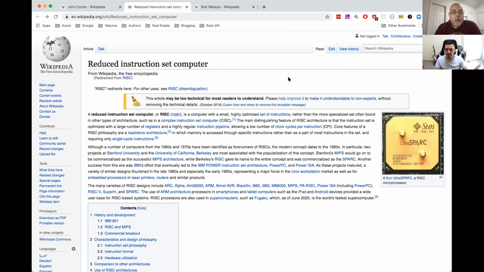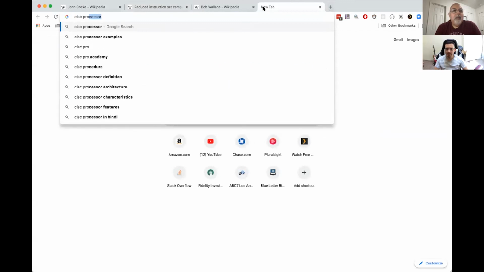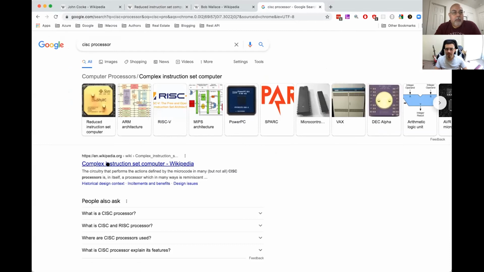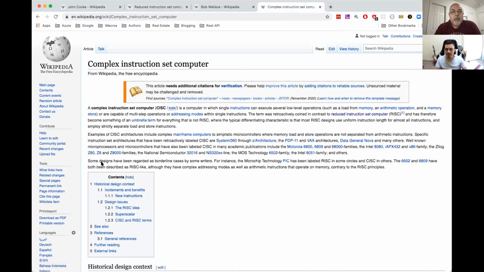where PC processors run on what they call CISC processors. Complex instruction set computer. So it's the way the actual processor works, the main processor. So we can look at a Pentium, that's a CISC processor. We can look at, what is the other one? AMD. That's more of a CISC processor. And so I think you have several low-level operations such as load memory, arithmetic operation, memory store, capability of multiple-step operation, addressing mode, single instructions.